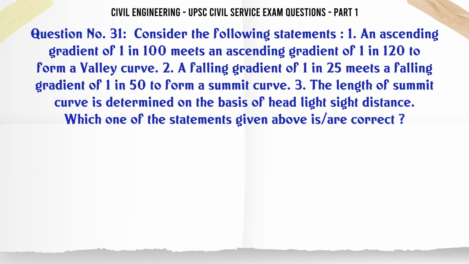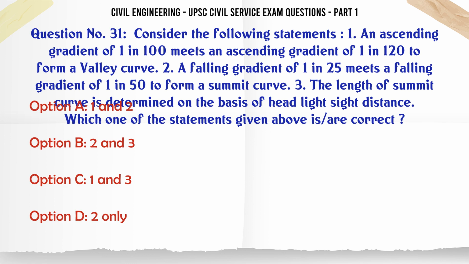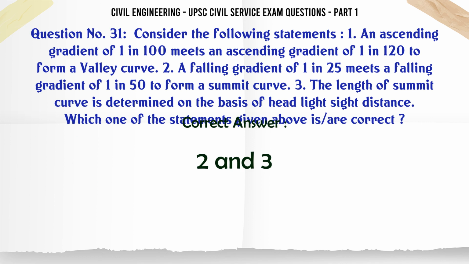Consider the following statements. 1. An ascending gradient of 1 in 100 meets an ascending gradient of 1 in 120 to form a valley curve. 2. A falling gradient of 1 in 25 meets a falling gradient of 1 in 50 to form a summit curve. 3. The length of summit curve is determined on the basis of headlight sight distance. Which one of the statements given above are correct? A. 1 and 2. B. 2 and 3. C. 1 and 3. D. 2 only. The correct answer is 2 and 3.